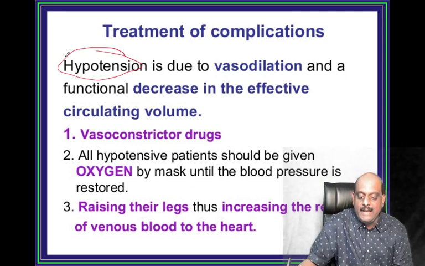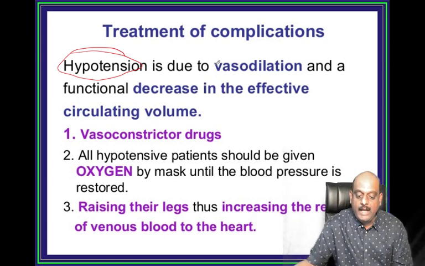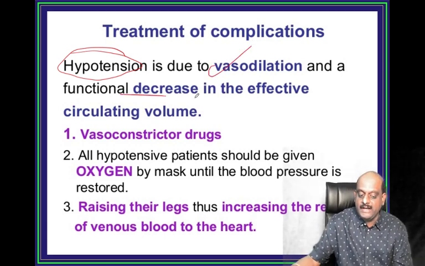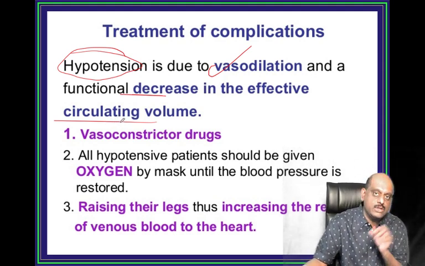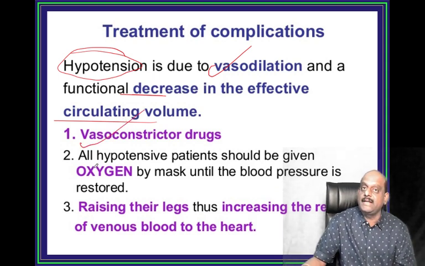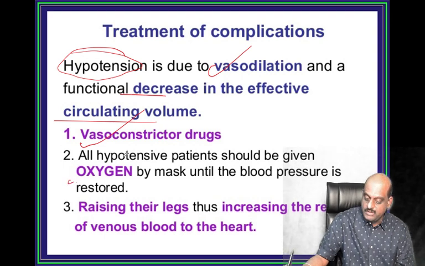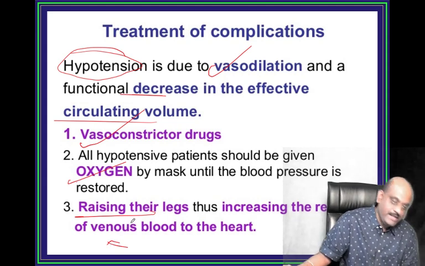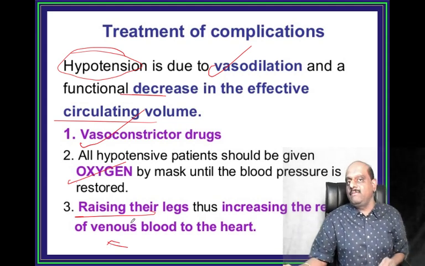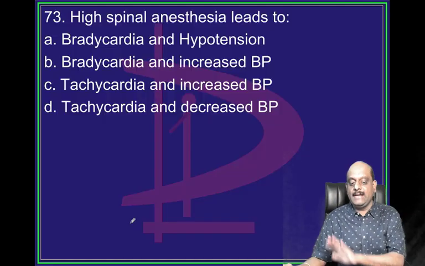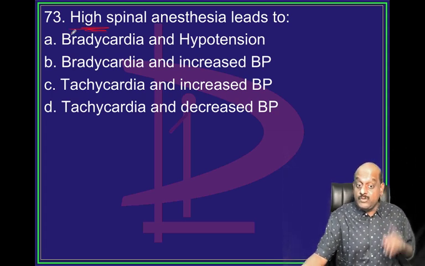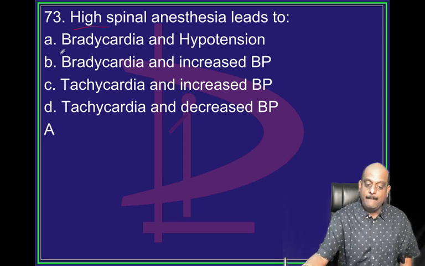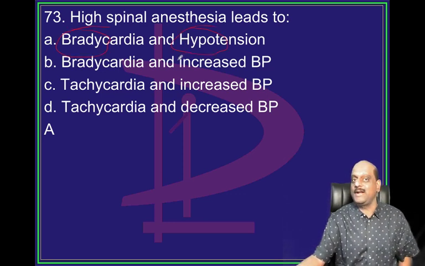Now, what is the reason for hypotension? Hypotension is due to vasodilatation and a functional decrease in the effective circulating volume. Hypovolemia is a contributor and also vasodilatation. So we give vasoconstrictor and we give oxygen and raise the legs to increase the venous return to the heart. That is how you manage hypotension when it develops as a complication of spinal anesthesia. Tell me loudly, doctor, high spinal anesthesia, what does it lead to? Bradycardia and hypotension, not tachycardia.